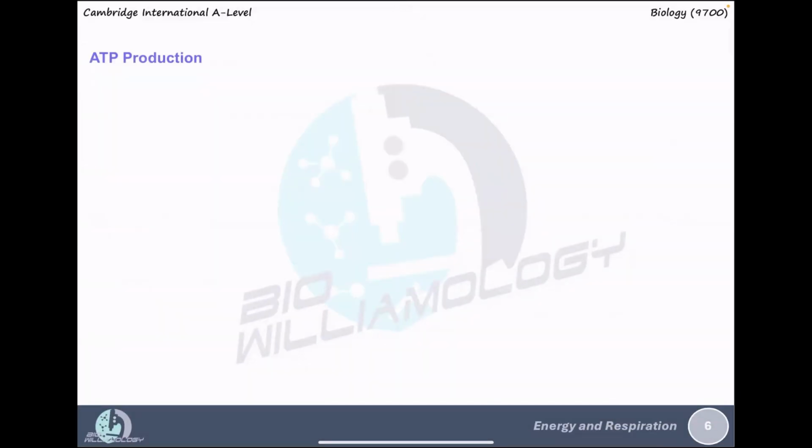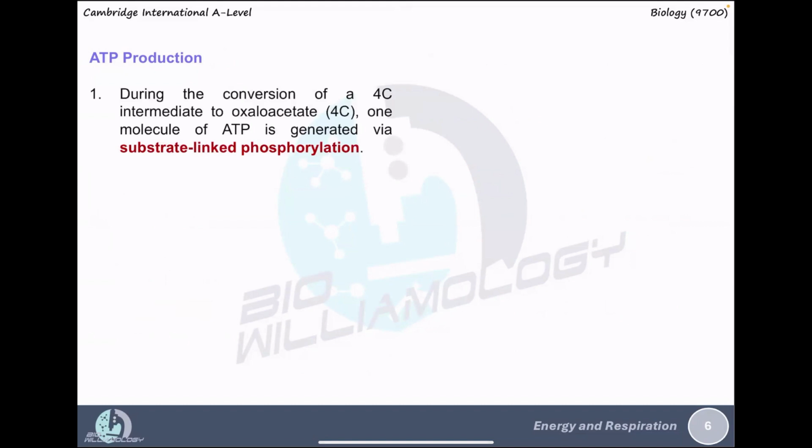How about the ATP production? During the conversion of 4-carbon intermediates to oxaloacetate, 1 molecule of ATP is generated per Krebs cycle through the process known as substrate-linked phosphorylation, because there is a direct transfer of the phosphate group from the intermediate compound to ADP in order to form ATP.